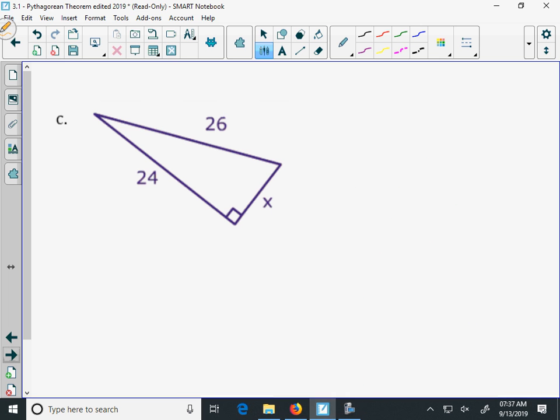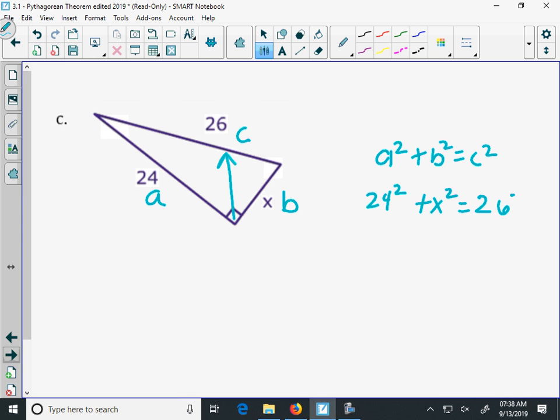And this one, again, we're finding our x, so go to your 90, go across, that's my C. I'll make that my A and that one my B. Fill it in the Pythagorean theorem. My A is 24. My B is x. My C is 26. And then we clean it up and solve for x.